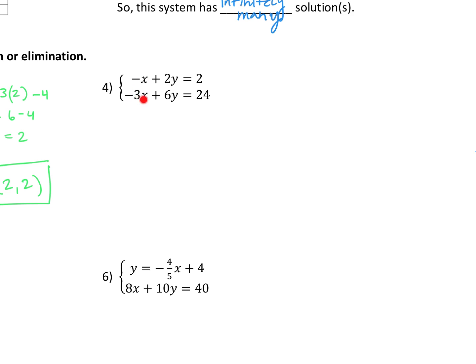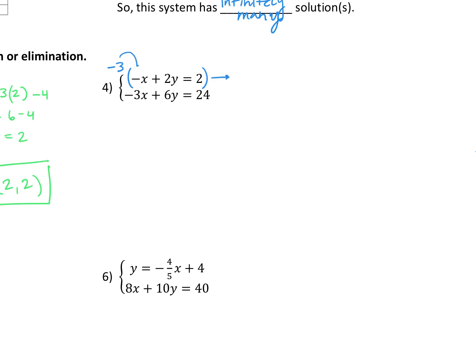If we eliminate the x's, we just want these to be opposites. This is a negative 3x down here. If this up here was a positive 3x, when we add the equations together, those would eliminate. So we can get this to be a positive 3x if we multiply the entire equation by a negative 3. By the way, I'm choosing to eliminate the x's. We could have looked at the y's to eliminate those. All right, so we're going to multiply the entire top equation by a negative 3.